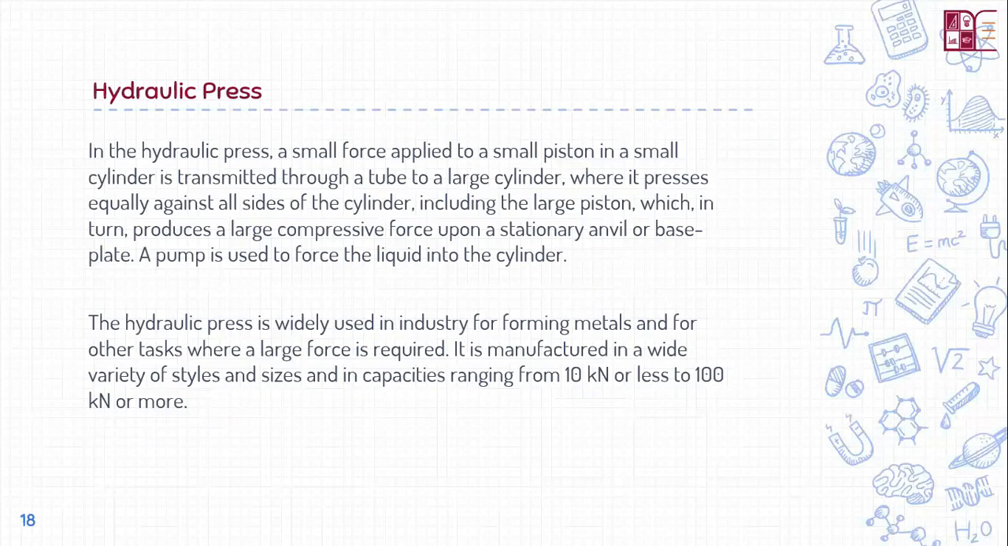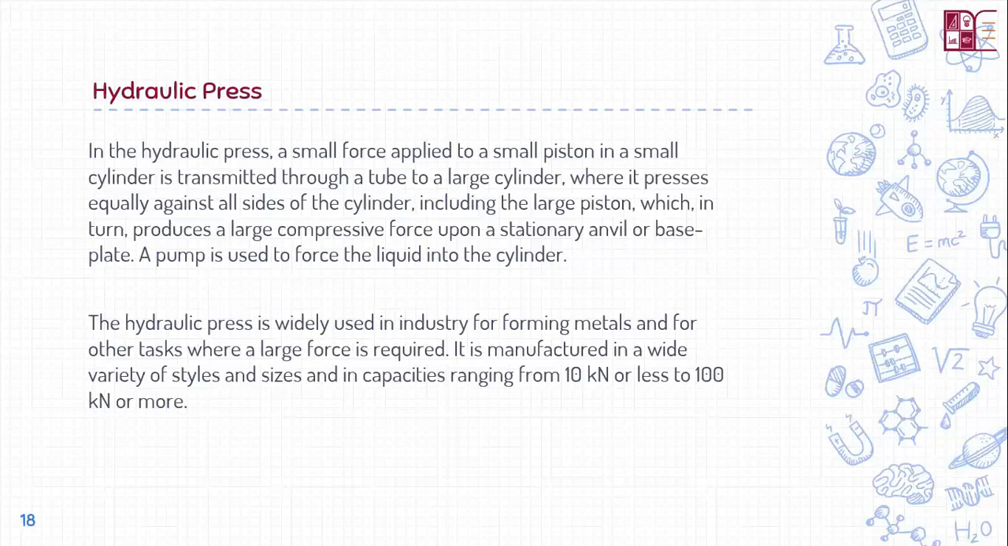Now moving on to hydraulic presses. In the hydraulic press, a small force applied to a small piston in a small cylinder is transmitted through a tube to a large cylinder where it presses equally against all sides of the cylinder, including the large piston, which in turn produces a large compressive force upon a stationary anvil or base plate. A pump is used to force the liquid into the cylinder.